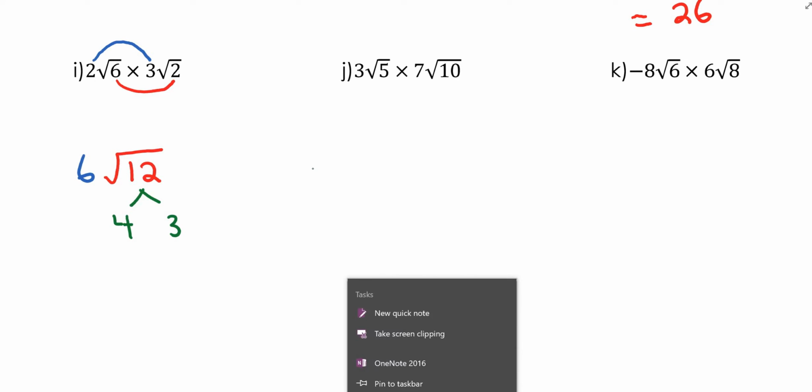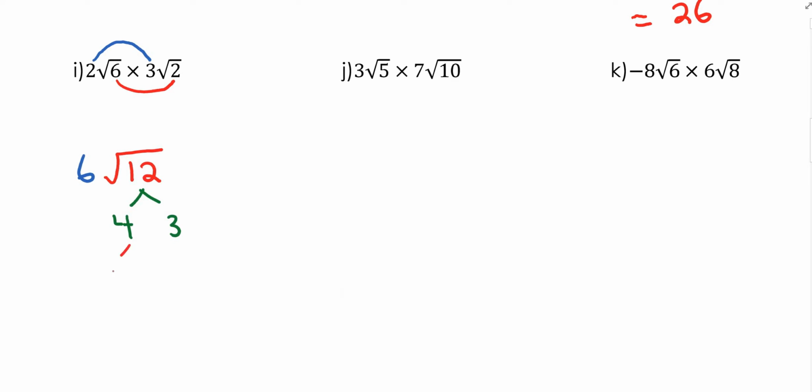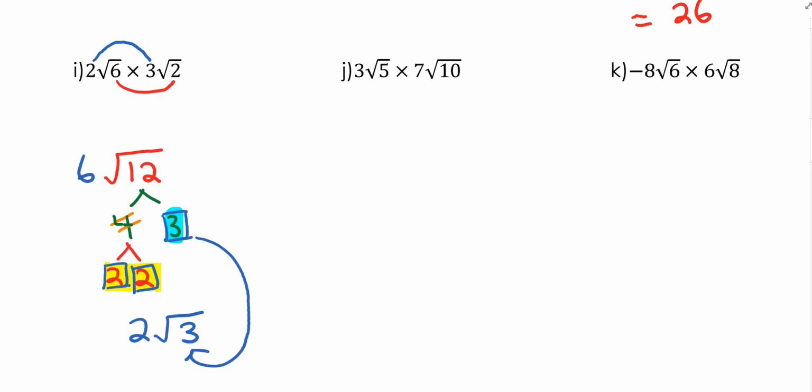And I can break down the 4. I can break down the 4 into 2 and 2. And notice that I do have my prime numbers now, so 2, 2, and 3. And that means I'm done with that 4. So let's focus on the pairs here. There's a pair, and then the 3 doesn't have a pair. So if I simplify this tree diagram into a simplified radical, it's going to be 2 on the outside and then 3 on the inside. So that 3 goes on the inside because it doesn't have a pair.